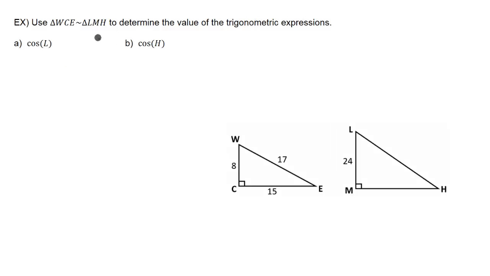For the second question, we're going to use similarity to come up with our answers as well. The first one we want to figure out is cosine of L. So I'm going to bring up SOHCAHTOA again. And since we're using cosine, we're going to use cosine right there. That's going to be adjacent over hypotenuse. So the adjacent side divided by the hypotenuse side is what we want.